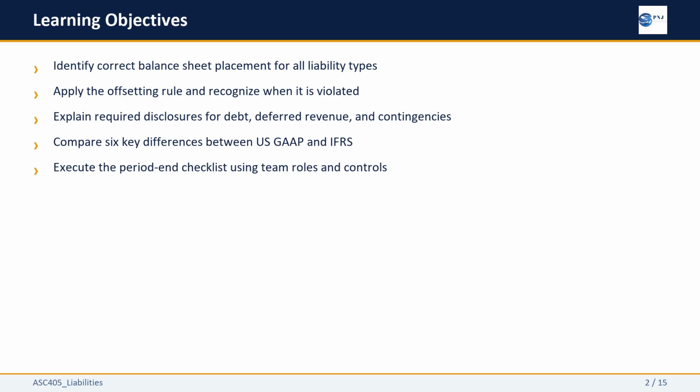By the end of this section, you will be able to place any liability correctly on the balance sheet, current or non-current. You will know exactly when offsetting is and is not allowed. You will understand what the footnotes must say for each liability type. You will recognize where US GAAP and IFRS produce different outcomes for the same transaction. And you will know how to close out a period cleanly using the controls framework for your team.